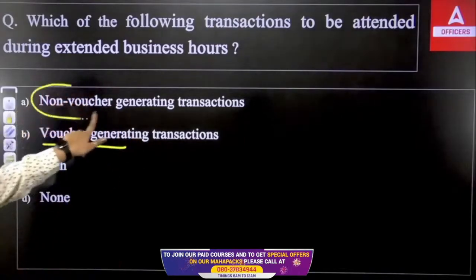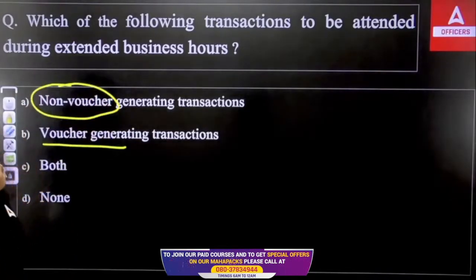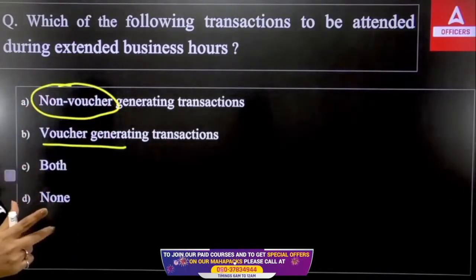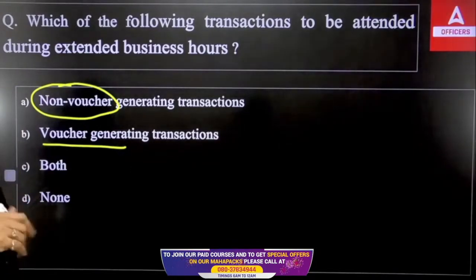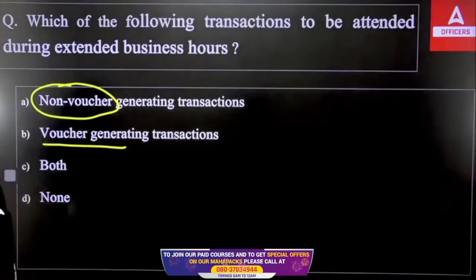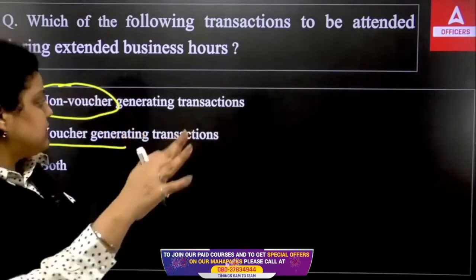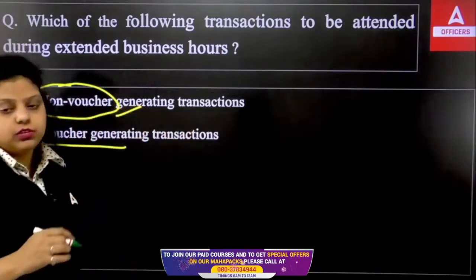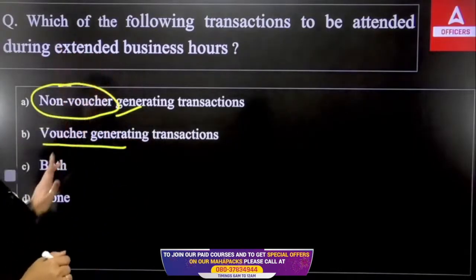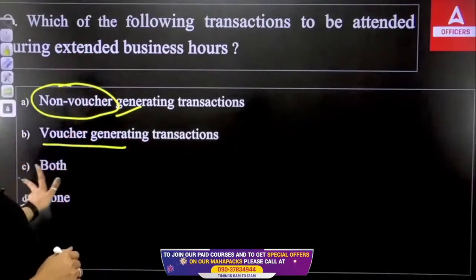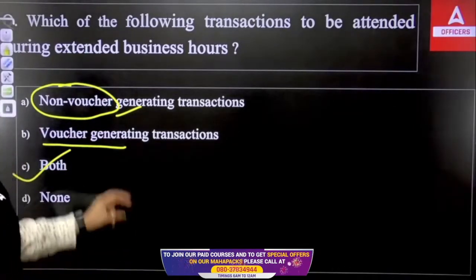Now what about non-voucher generating transactions? This will include issue of passbook or a statement of your account, issue of your checkbook, delivery of your term deposit receipt or delivery of your draft, acceptance of share application form, acceptance of clearing checks, acceptance of bills for collection, etc. That will come under non-voucher generating transactions. The extended business hours will cover both the transactions. So the right answer will be C option.